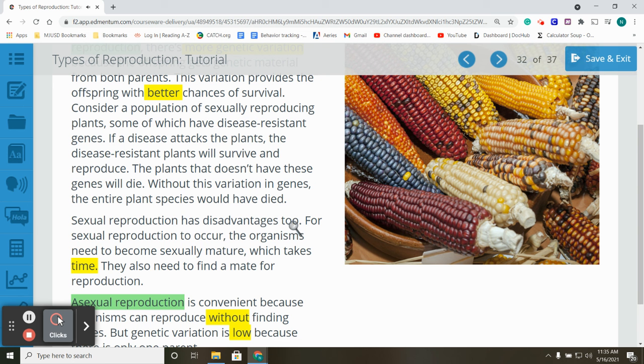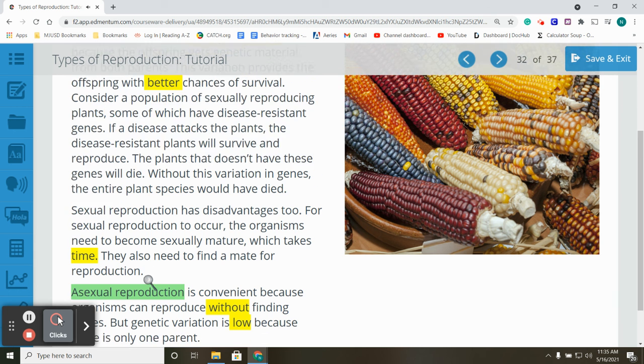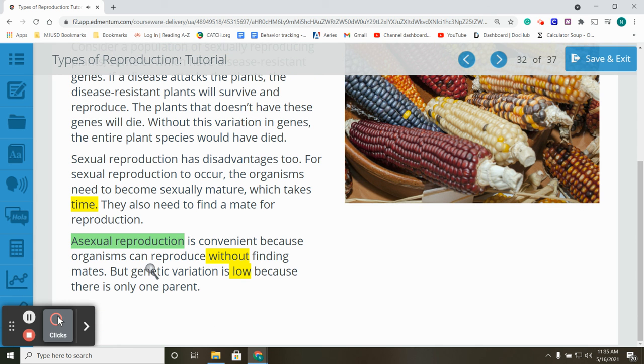Sexual reproduction has disadvantages too. For sexual reproduction to occur, the organisms need to become sexually mature, which takes time. They also need to find a mate for reproduction. Asexual reproduction is convenient because organisms can reproduce without finding mates. But genetic variation is low because there is only one parent.